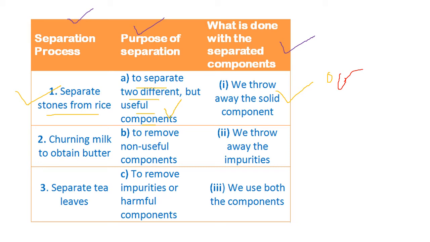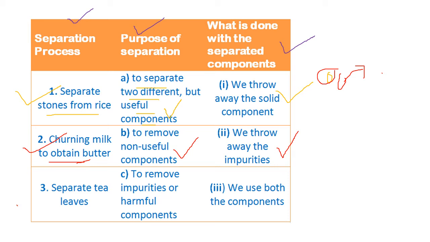You will throw away the stone and you will make use of only the rice. Second one is churning of milk to obtain butter. If you churn milk, you will get butter. So what do we do? To remove non-useful components. What are the non-useful components? We throw away the impurities. Whatever impurities occur during this process, we throw away those impurities.